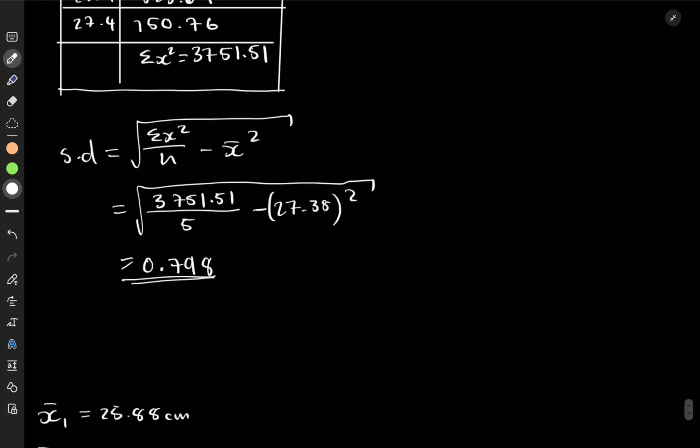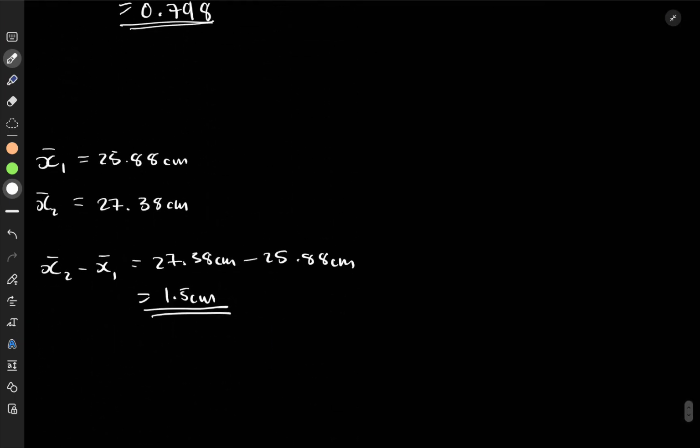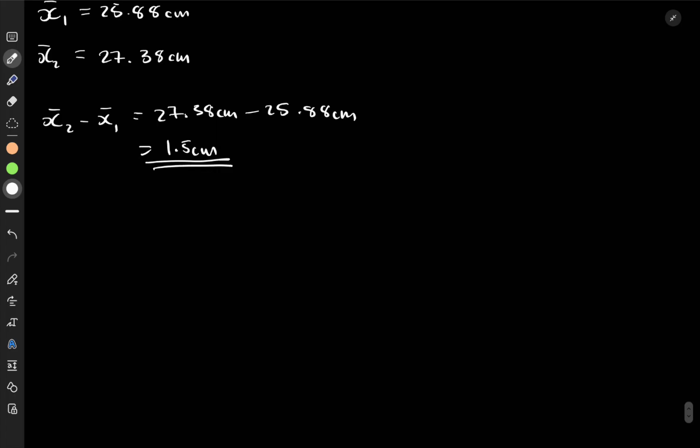So what we are seeing is that the mean, just like the values, is 1.5 centimeters different. So if you have original data, and you've been told that all your values were 1.5 centimeters less, and they then tell you to find the new mean.